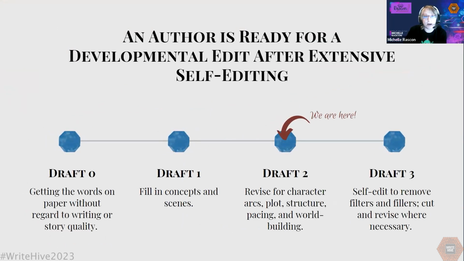So an author is ready for a developmental edit after extensive self-editing. So usually the process goes something like this. You are probably going to have way more drafts than this, but I just wanted to limit it a little bit. So draft 0 is what I call it. It's getting the words out on the paper.